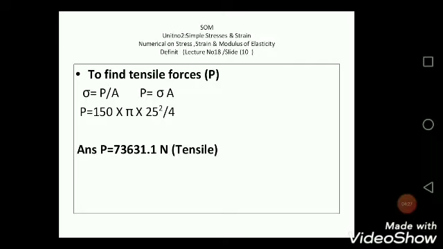So here sigma is equal to P divided by area. Rearranging, we get P, that is load, is equal to stress into area. P is equal to sigma into area. Substituting the value, we get P is equal to 73631.1 newton, tensile.